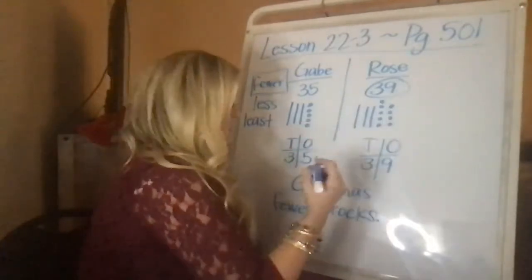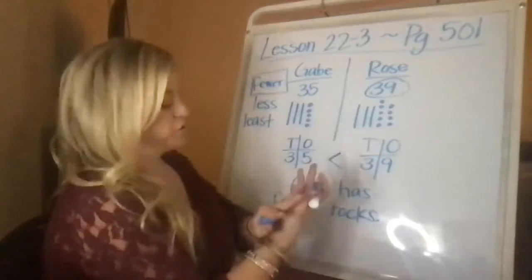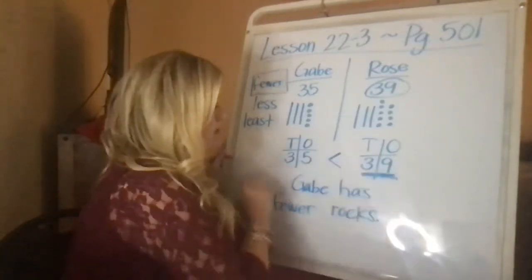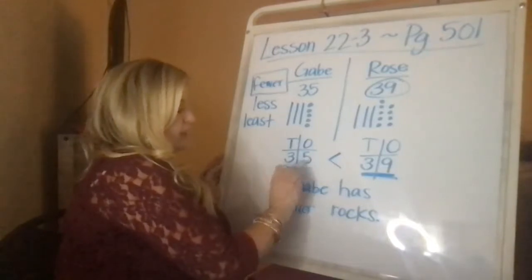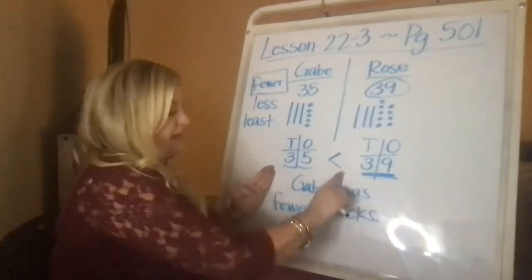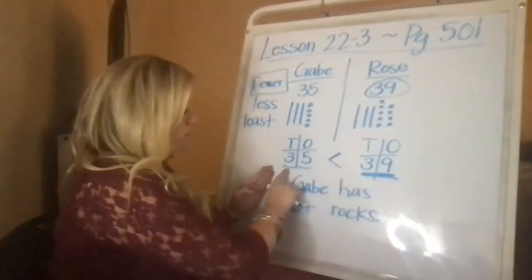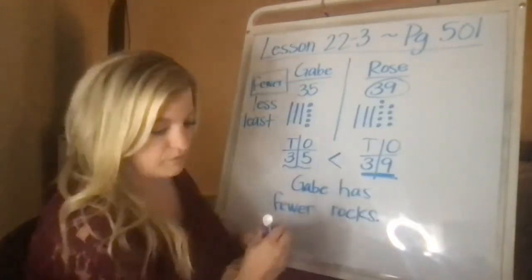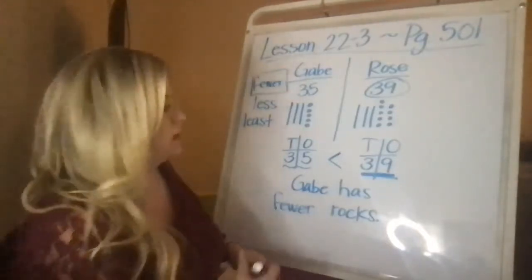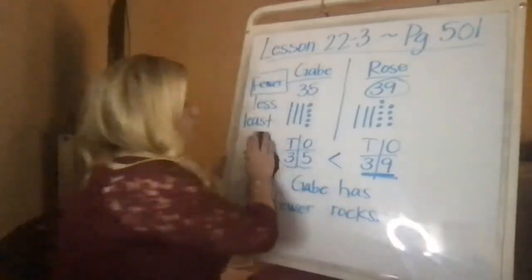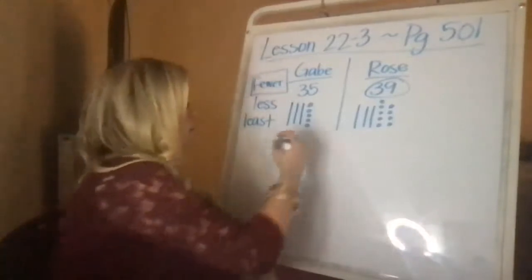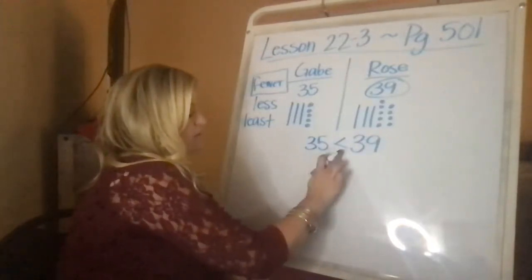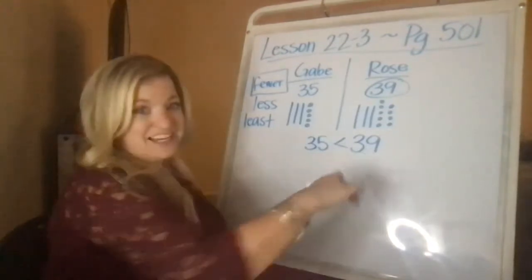So when you have less than, it goes like this. It flips the other way. So it's the same exact alligator. Here's his teeth and his eyes. But you now put the biggest number on this side and the smallest number here. So 35 is less than 39. And look, my alligator, he's still going to that biggest number. So 35 is less than 39. Gabe has fewer rocks. Notice how the smaller number is here and my alligator flipped. The biggest number is now at the end.